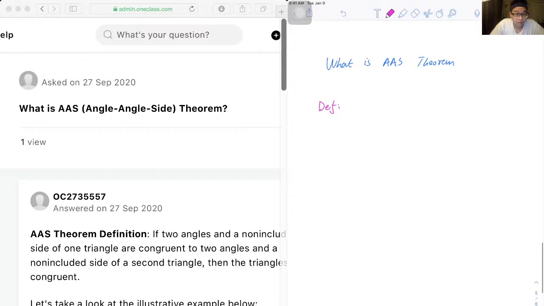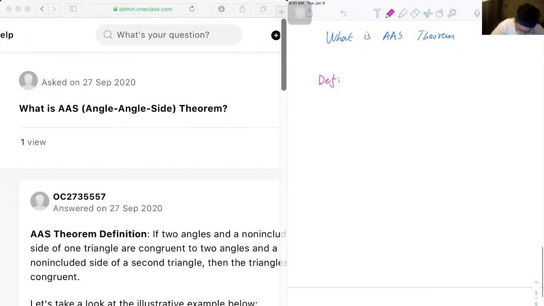So the AAS theorem definition is that if two angles and a non-included side of one triangle are congruent to two angles and a non-included side of a second triangle, then the two triangles are congruent. So let's write down the keywords.